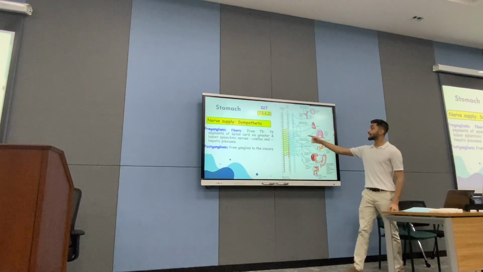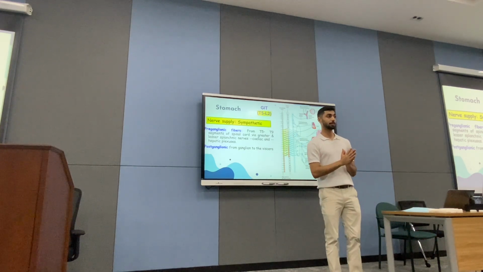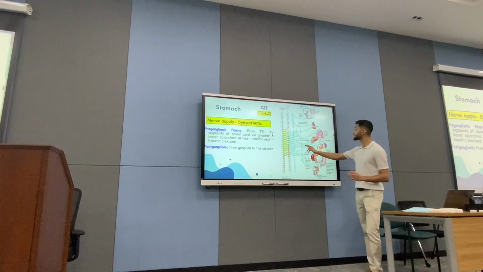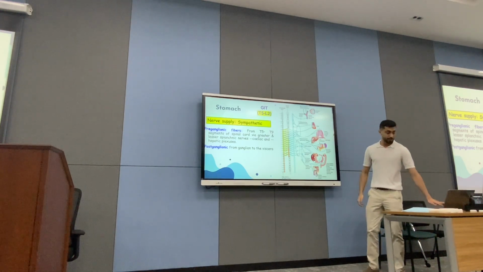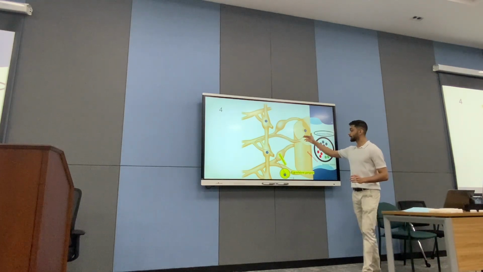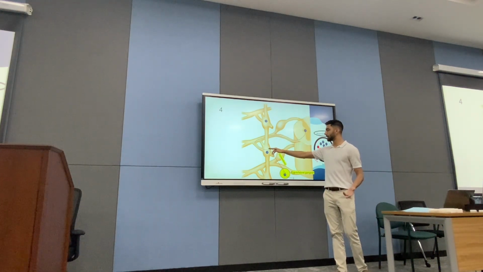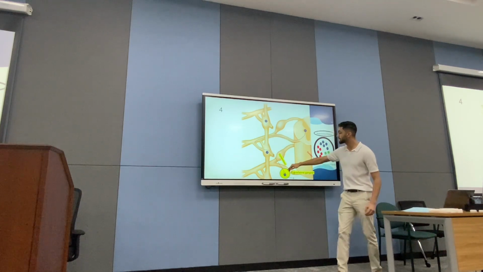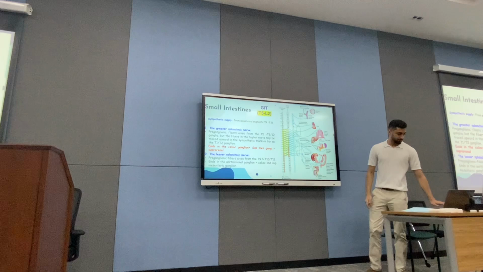So in this case, T5 to T9 give rise to the greater splanchnic nerve. The greater splanchnic nerve primarily synapses at the celiac ganglia, which innervates the stomach, the duodenum, the pancreas, liver, and the spleen. And as in the scenario that we just talked about, it does not synapse at the same level ganglia. It goes out as a splanchnic nerve and synapses at the prevertebral ganglia.